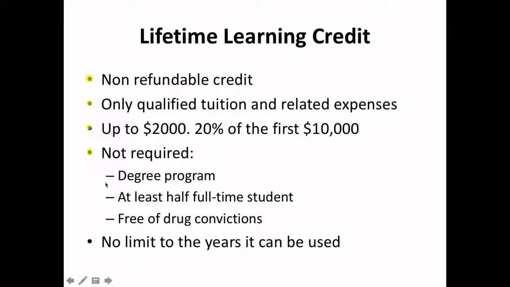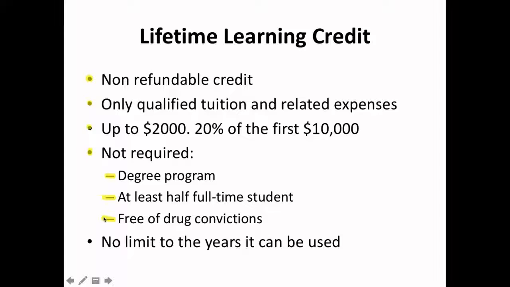Things that are not required: degree program, at least half full-time student, and free of drug conviction. So what does that mean? Let's say that you are in a certificate process with D&J Financial, right? And you want to claim the credit. If you bought a franchise, that's different. But if you're in a certification process only with D&J Financial and you want to claim that, you can claim that, right? You don't have to be in a degree program.